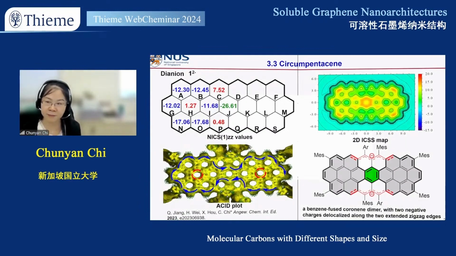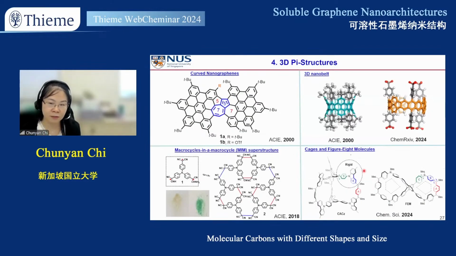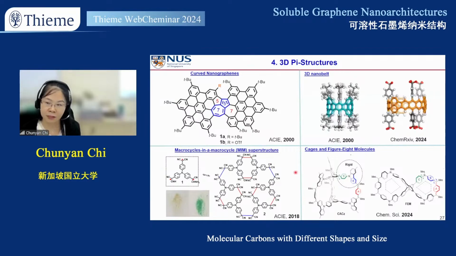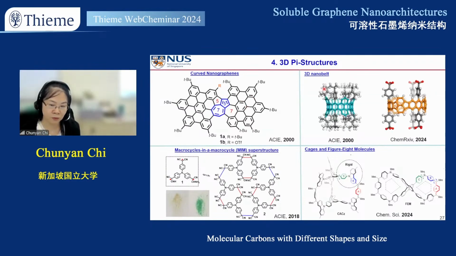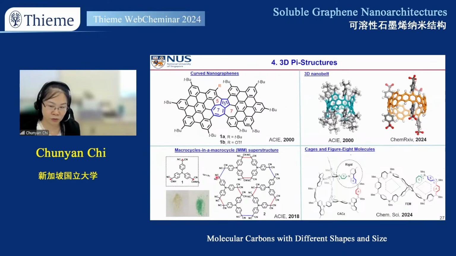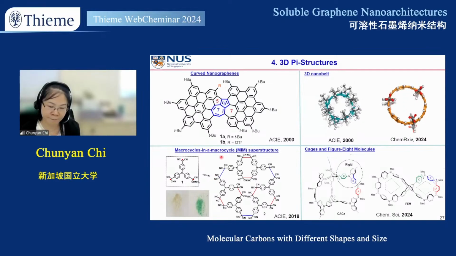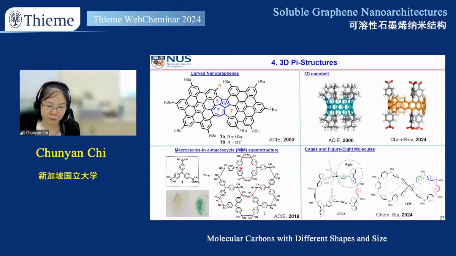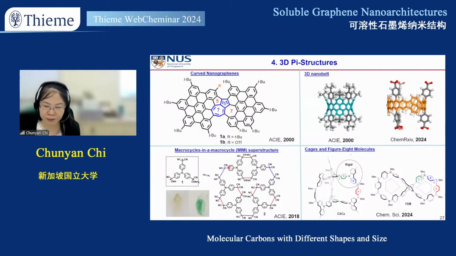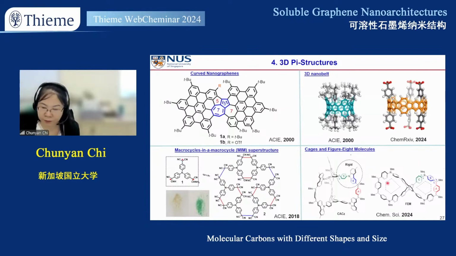Then the last part is about 3D pi structures. Here I also give you some examples. These are curved nanographenes and these are 3D carbon nanobelts. And this one is a macrocycle in a macrocycle superstructure, and this superstructure actually shows mechanochromic and thermochromic behavior. And these are cage molecules. So today I will mainly talk about 3D carbon nanobelts.